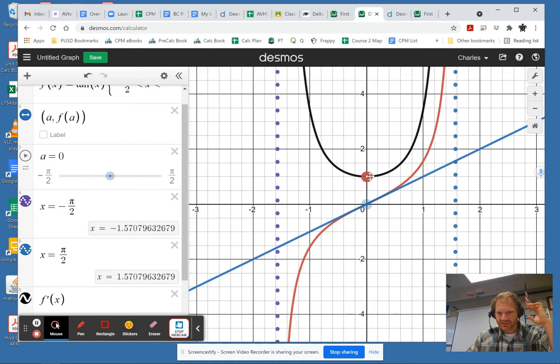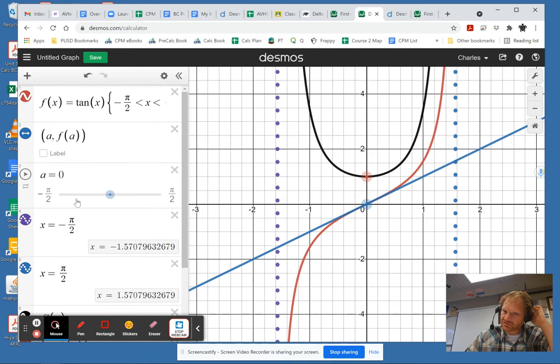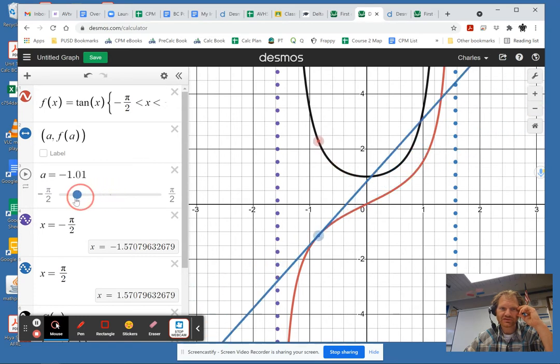That point looks like it's 0, 1. Actually, 0, 1 is a point that we know is on tangent of x. Okay, sorry, 0, 0 is on tangent of x. The derivative should have, it looks like 0, 1. And what's that saying? It's saying that the slope of this tangent line to the curve is 1, and the value at the derivative is 1. So that's what's consistent between functions and their derivatives.